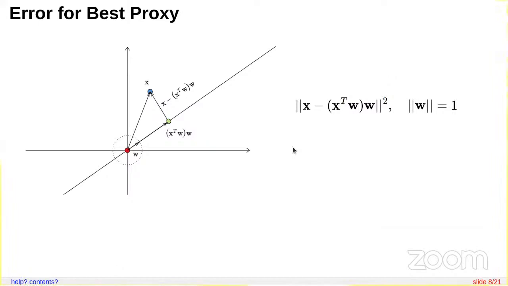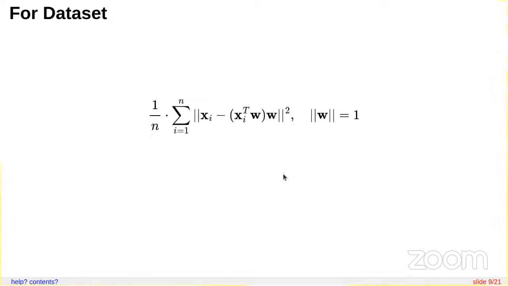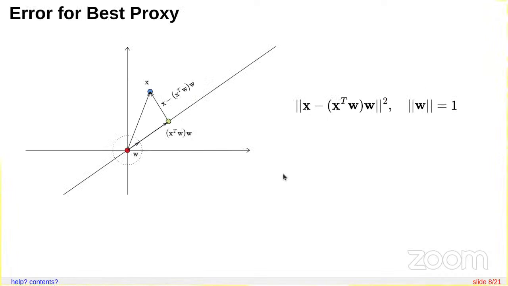Once we have this, the error for the best proxy is nothing but the square of the length of x minus x transpose w, w. Always remember this formula holds good only if w is of unit length. If not, this formula is wrong. Once we have this for a single point, you can extend this to the whole data set. This similar formula is also used for converting a vector to orthonormal.